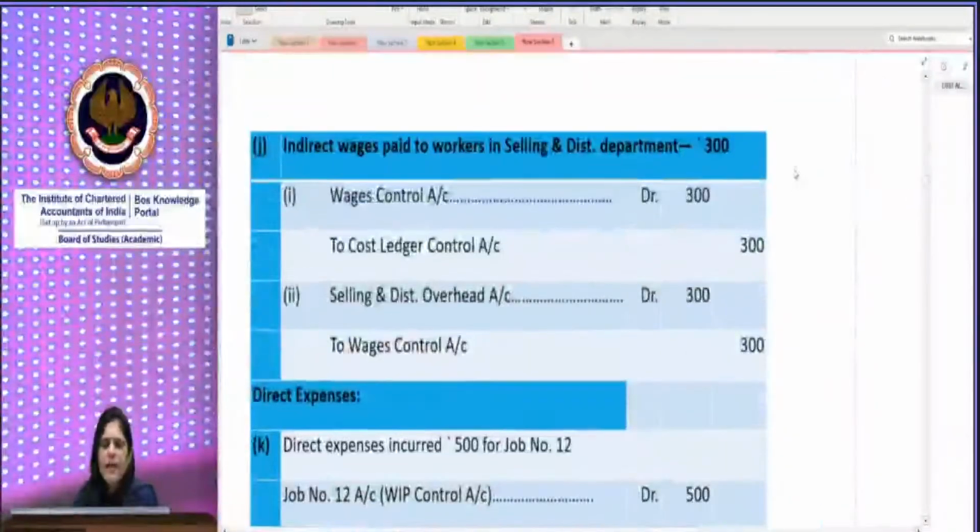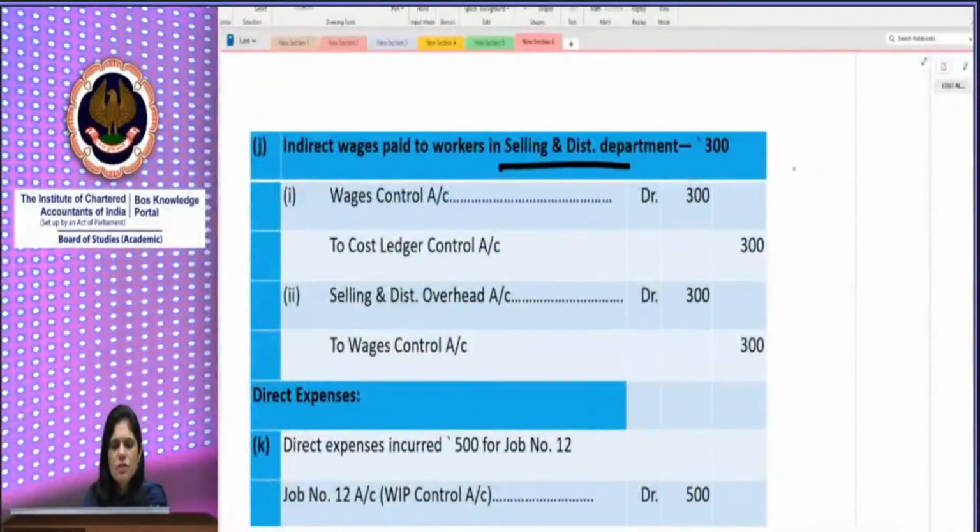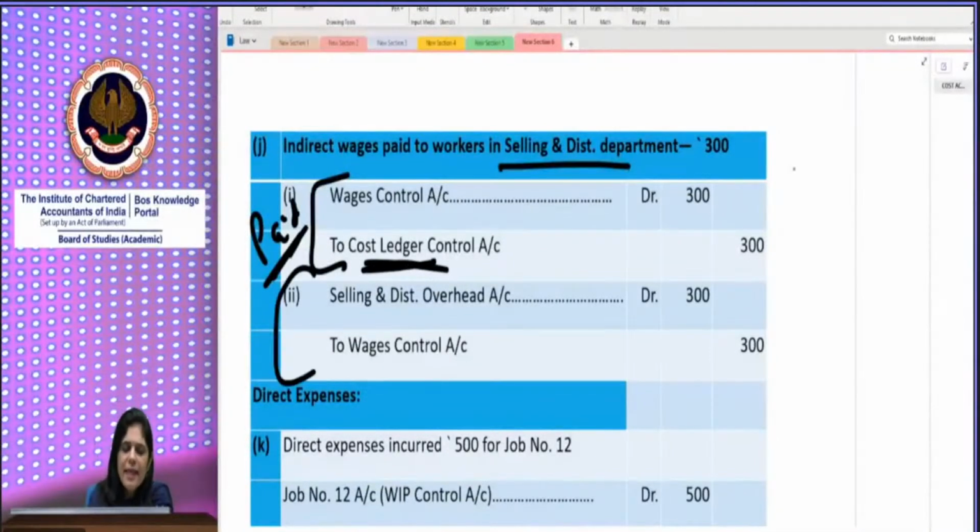Moving further, indirect wages paid to selling and distribution. You first have to incur it. You first have to pay it or whatever, you have to incur it. It has to route through cost ledger. Once it is incurred or paid, then it's a transfer entry. You have to transfer to selling and distribution overhead. So wherever you are transferring, it will be debited. From wherever it is coming, it will be credited. So now wages control is transferring to selling and distribution, right?